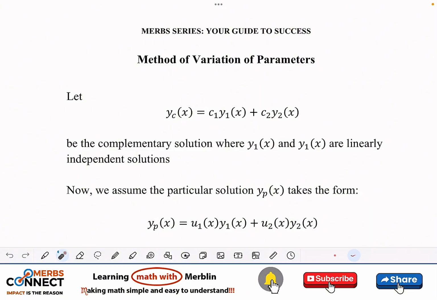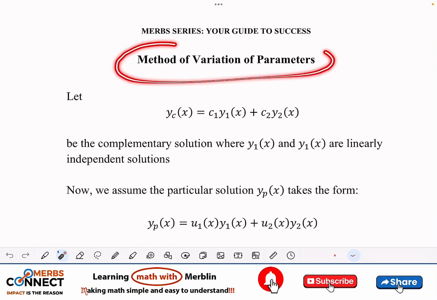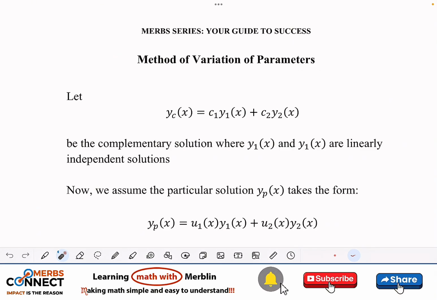And in this video, we are going to talk about the method of variation of parameters. So we started with the idea that anytime we have our complementary solution, then we can guess a particular solution and use the method of undetermined coefficients to solve it, right? But what if the question is asking you to use the method of variation of parameters? Then you cannot use the method of undetermined coefficients.